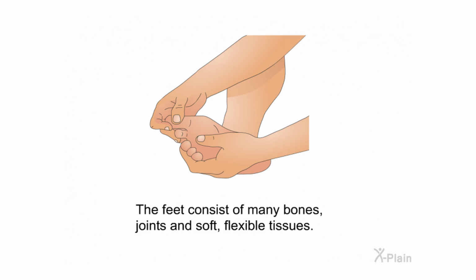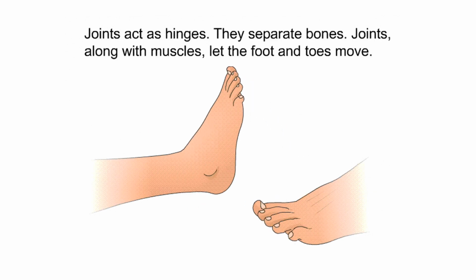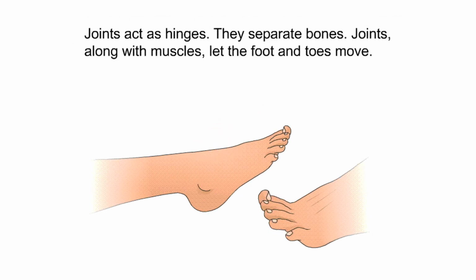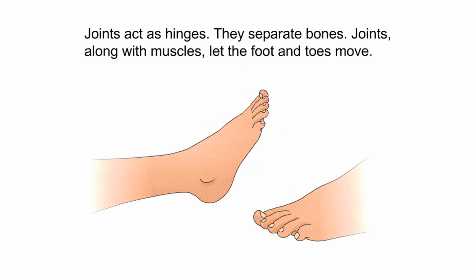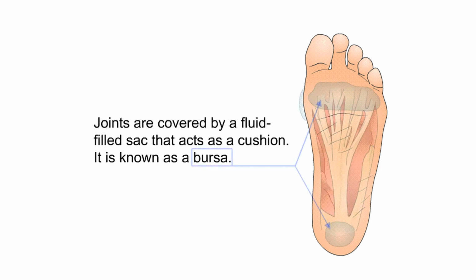The foot and toes. The feet consist of many bones, joints, and soft, flexible tissues. Joints act as hinges. They separate bones. Joints, along with muscles, let the foot and toes move. Joints are covered by a fluid-filled sac that acts as a cushion. It is known as a bursa.